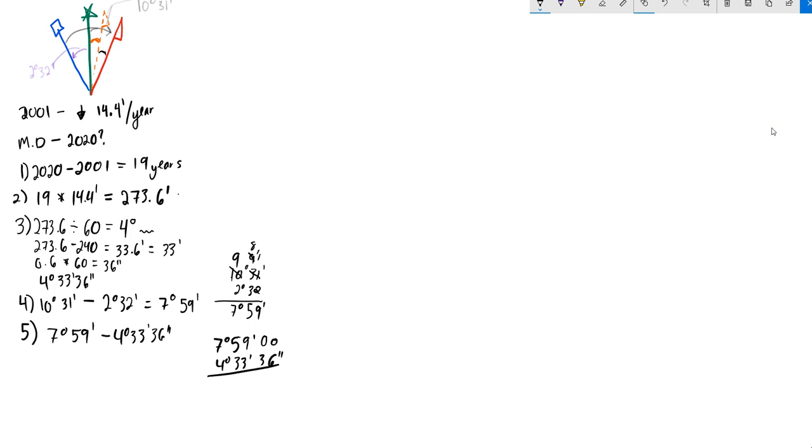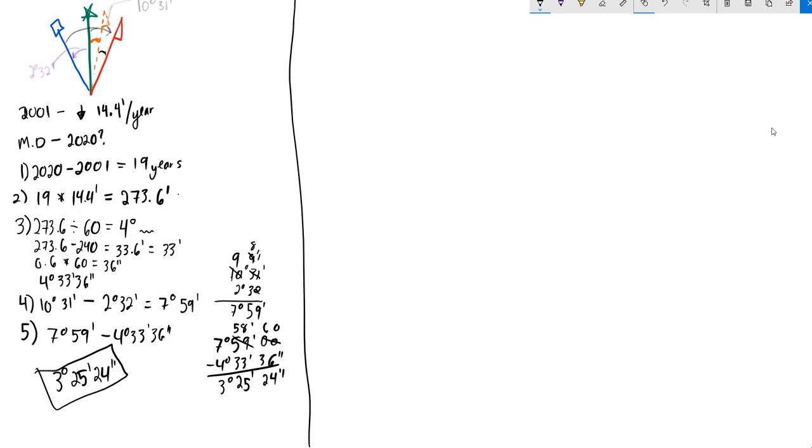Okay, so this is all zeros here. So I take away 1 from here. I have 58, and this is 60. And 36, so that'd be 24, 25, and 3. So my answer for my new magnetic declination is 3 degrees, 25 minutes, and 24 seconds. So I'll leave that up there for you to kind of think about and consider.